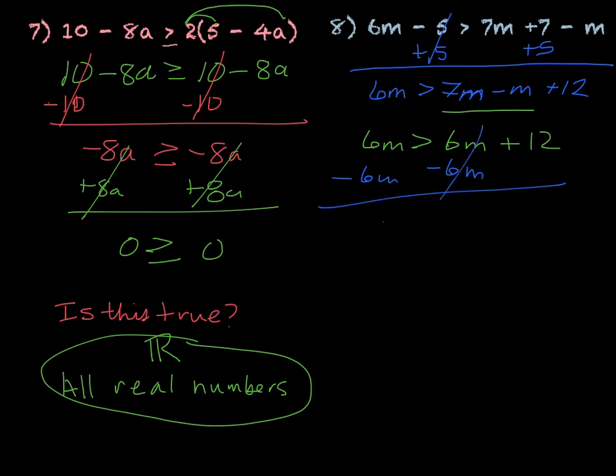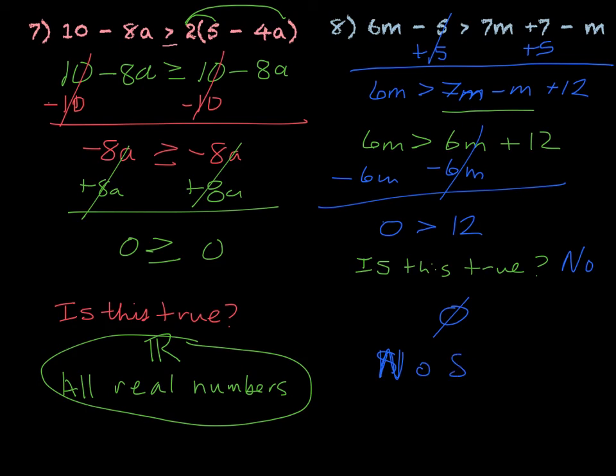6 minus 6 is 0m, so I have 0 is greater than 12. So we're going to look, is this true? And the answer is no. So because it's no, because 0 is not bigger than 12, then there is no solution. Or you can use the circle with the slash through it. Because it can never be true.